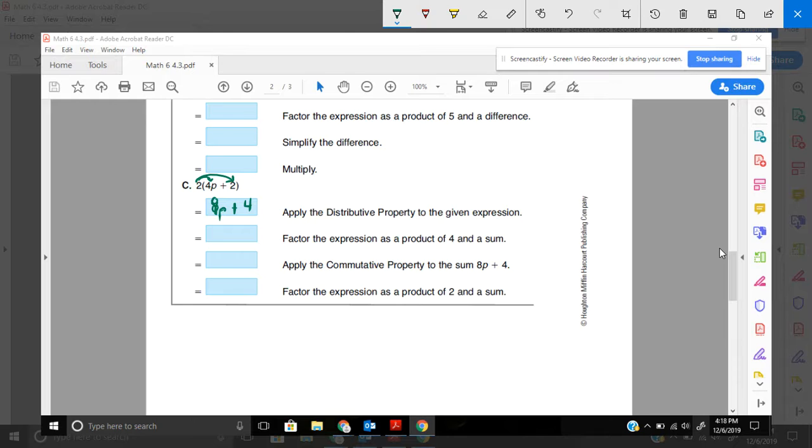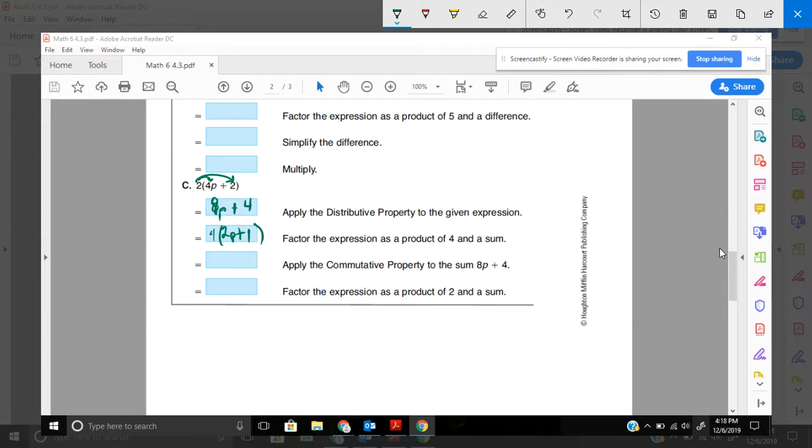Next, it says factor the expression as a product of 4. So I'm going to take out 4. Okay, and I'm going to ask myself, what is 8p divided by 4? Well, 8 divided by 4 is 2, and bring p along for the ride. And 4 divided by 4 is 1. Okay, factoring is done.